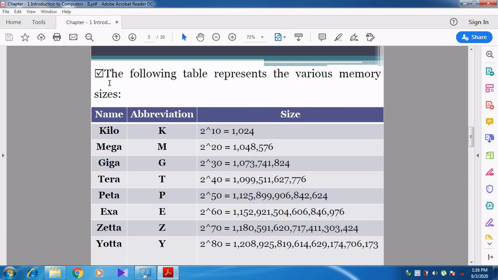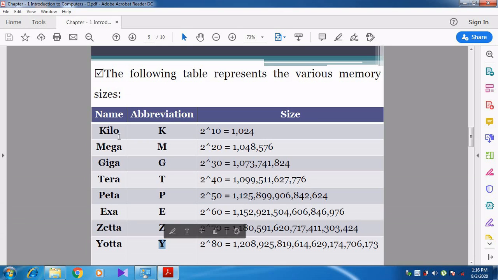The following table represents the various memory sizes. First, kilo is represented by K, that is KB. Then mega, M. Then giga, G. Then tera, T. Then peta, P. Then exa, E. Then zeta, Z. Then iota, Y.